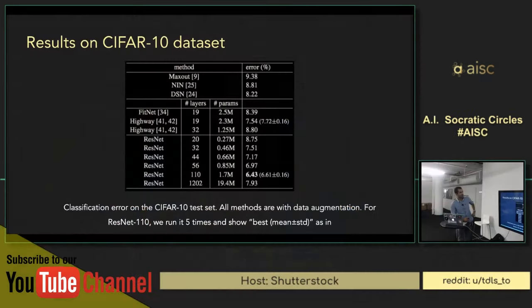So the results on the CIFAR 10 dataset, as you can see, there are different numbers of layers for different Ns. Here, they also ran this experiment for more than 1,000 layers. It's like 1,200 layers. It's even crazy to hear that. They got the best result for 110 layers, and as you can see, 6.61 plus or minus 0.16. They ran it five times, and they have the mean and STD of all results, and that was the best error rate they got on CIFAR 10.